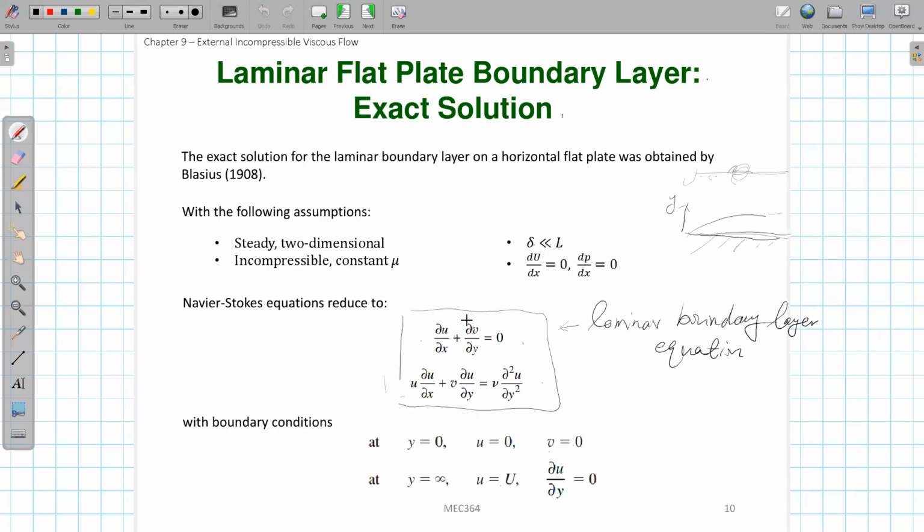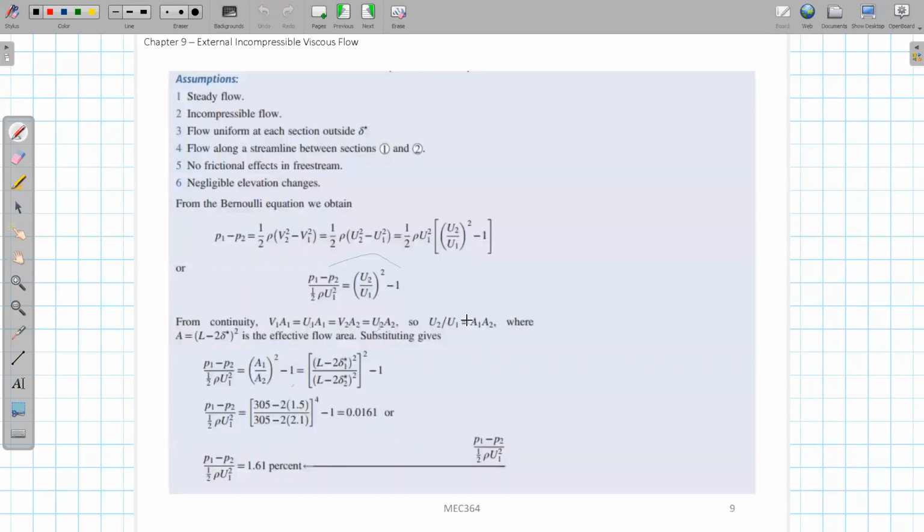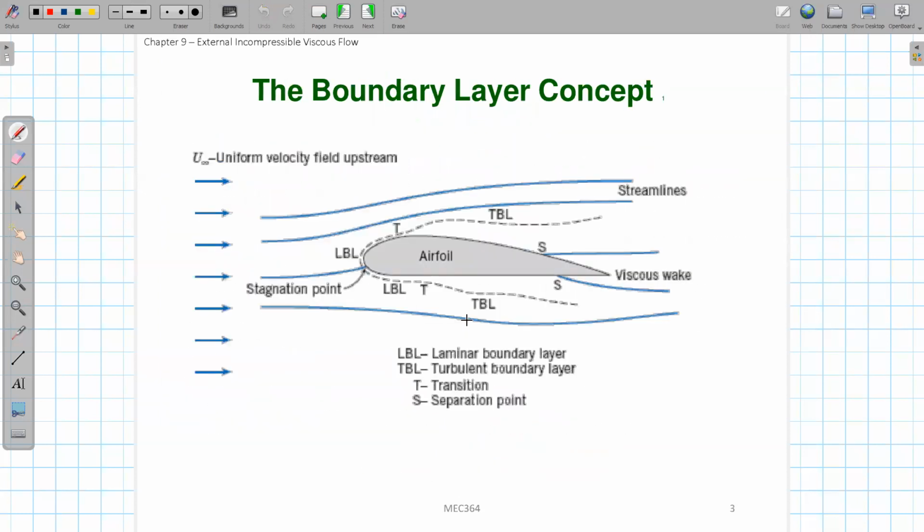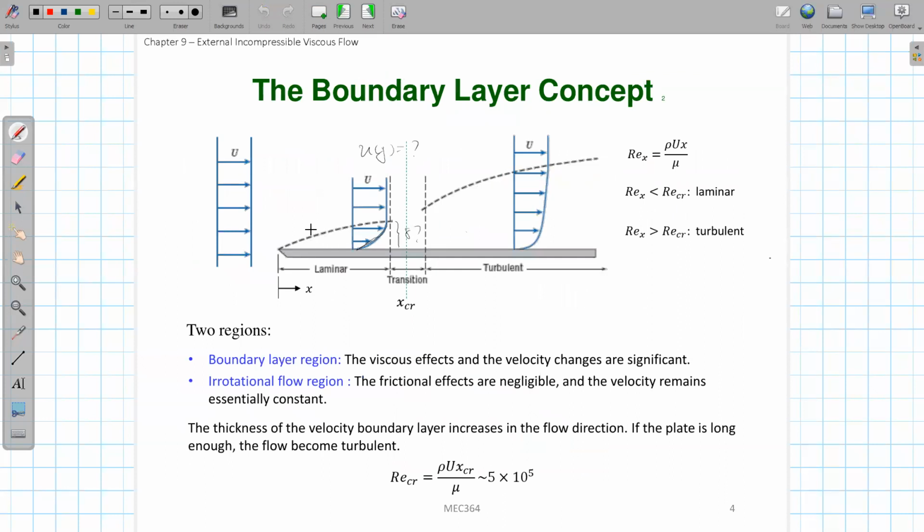The first thing we need to realize is, for the flow inside the boundary layer, at different x locations the boundary layer thickness is different, so the velocity profile also looks different. So this u should be a function of both x and y.